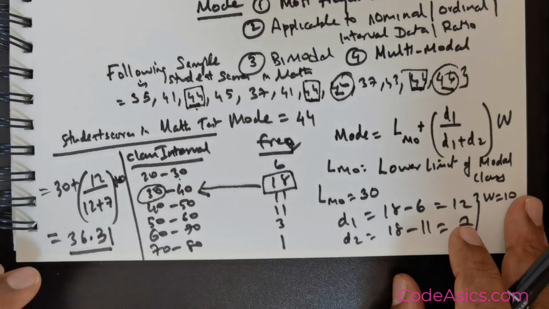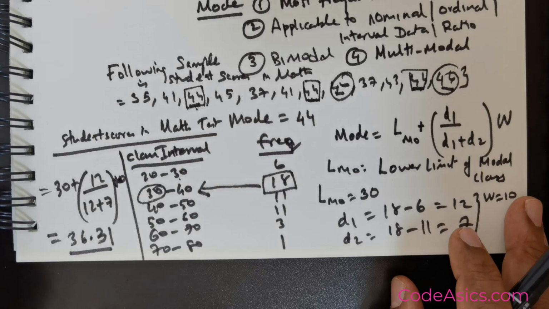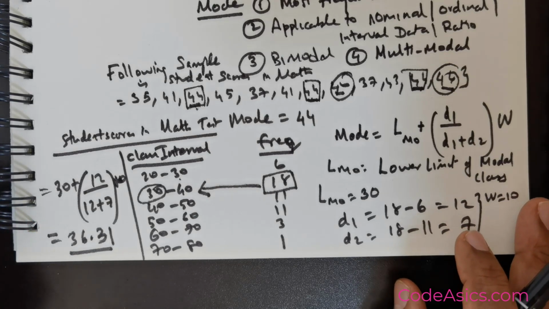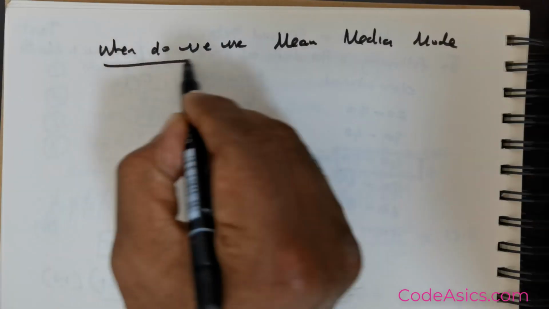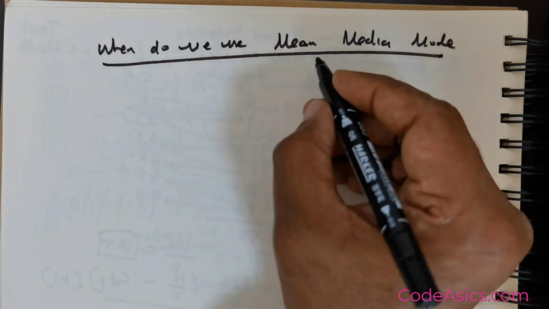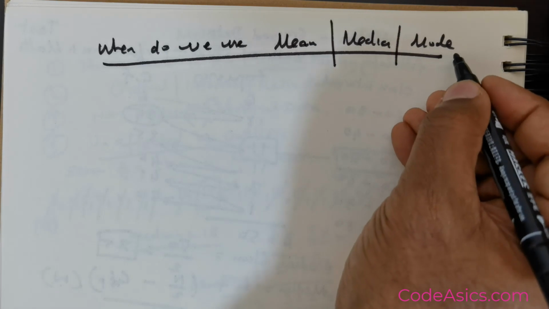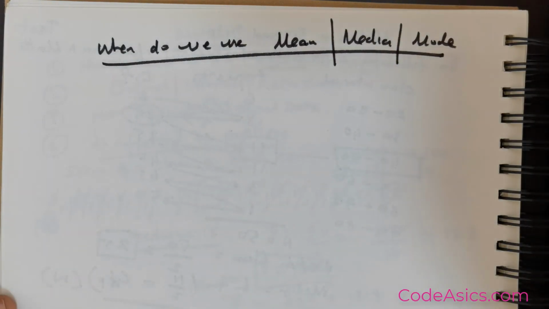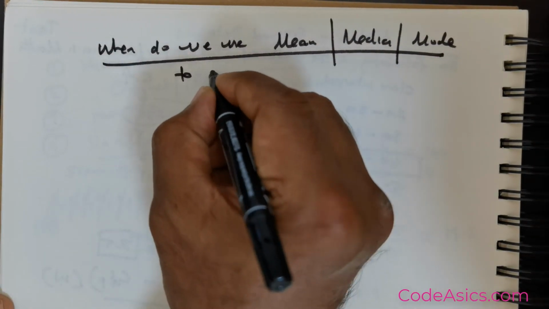There's one more important thing that you need to know in the measures of central tendency, and that is going to be percentile. So I'm going to show you that. So this is the most important question. When do we use the mean, median and mode to understand the data? So that's very critical, right?